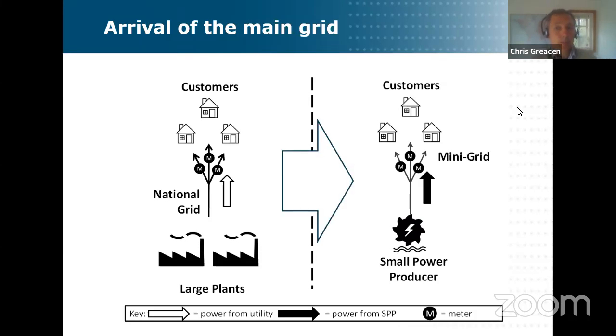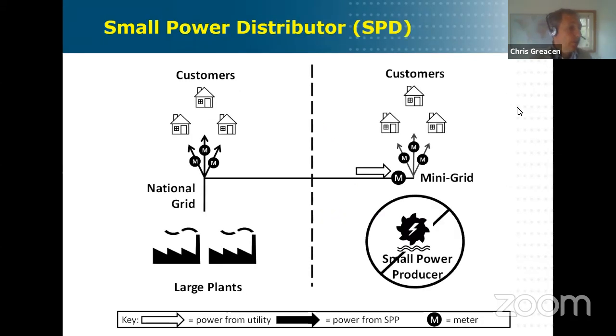And then when the main grid expands into the proximity of the mini grid, one option is to become a small power distributor or a distribution franchise, in which the mini grid abandons its generation assets, but it stays in the distribution business. It keeps its retail customers and sells electricity that it purchases in bulk from the national grid.